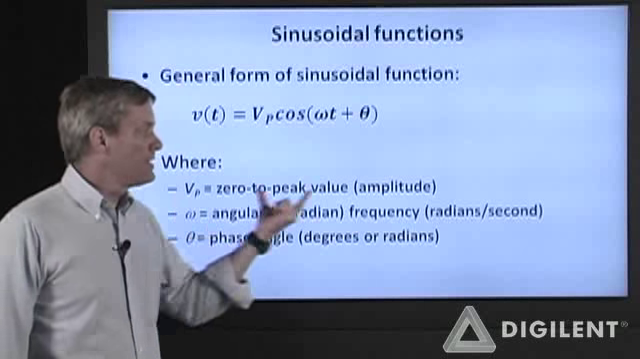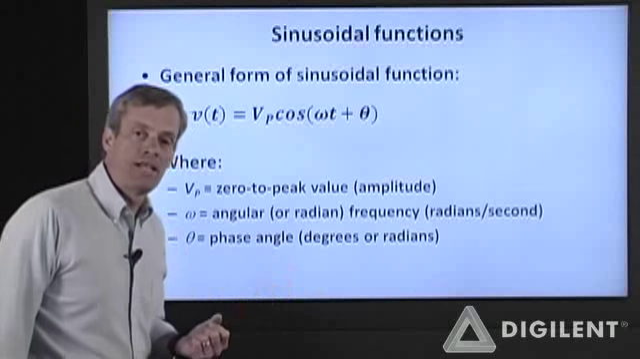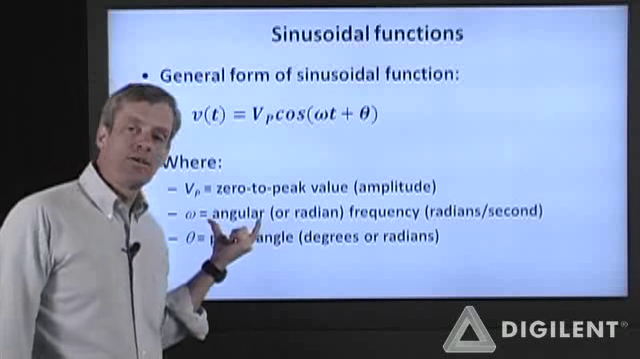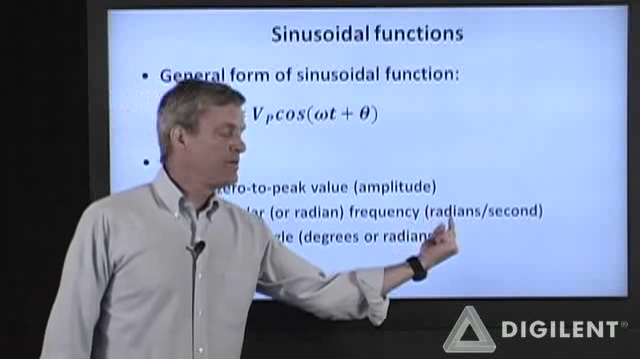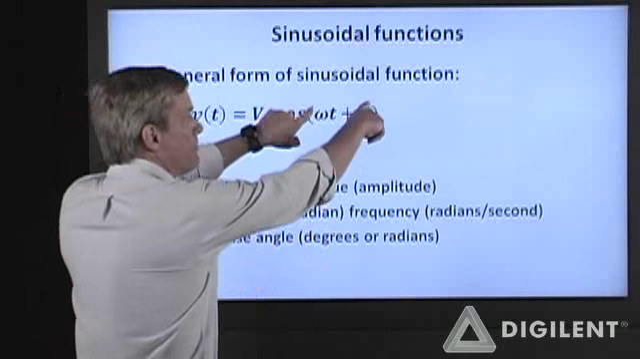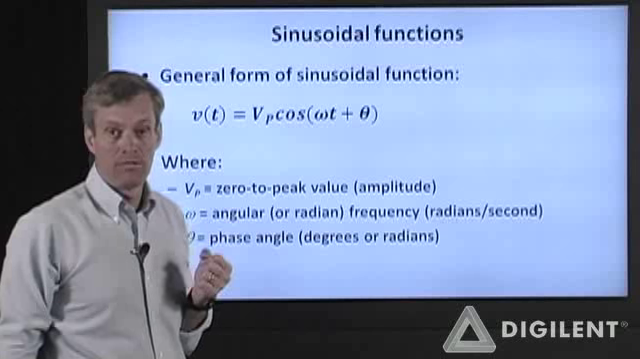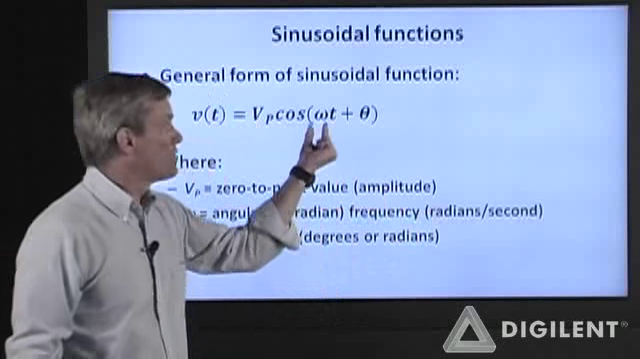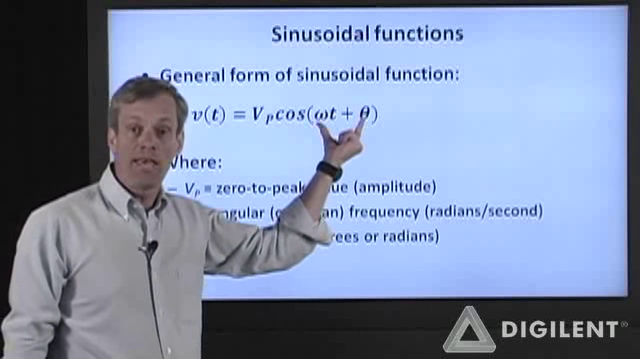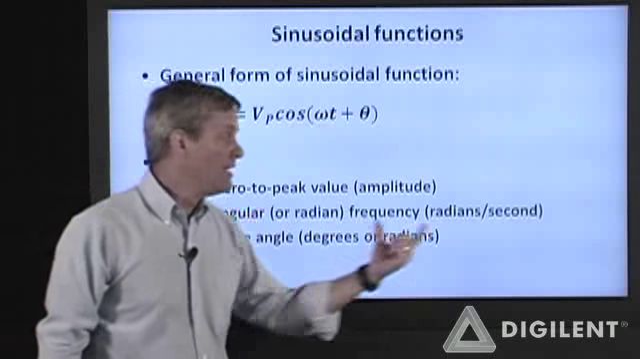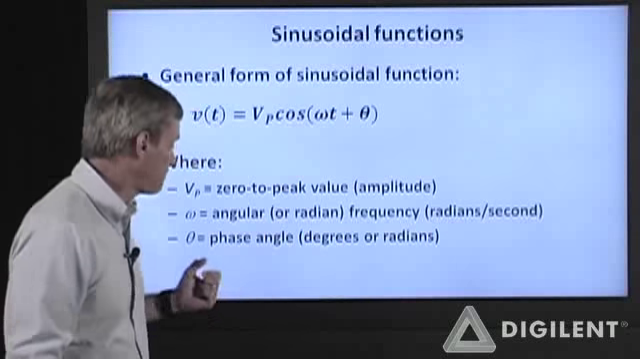v sub p is the 0 to peak value of the sinusoid. And I'll explain these graphically in the next slide. Omega is the angular or radian frequency. The units of this have to be radians per second. Any number inside the argument of a sinusoid has to be dimensionless. Radians have no dimensions, so if I take radians per second, multiply them by seconds, I get something that has no dimension. I'm okay with putting that in this argument. That is important. You have to use radians per second for omega.